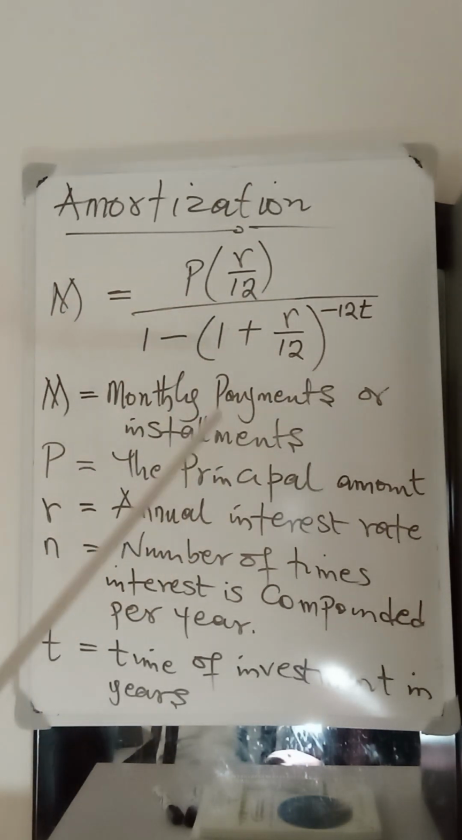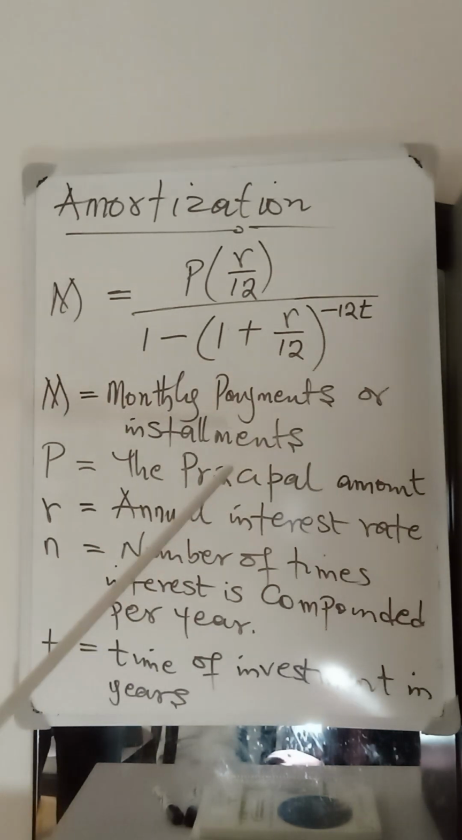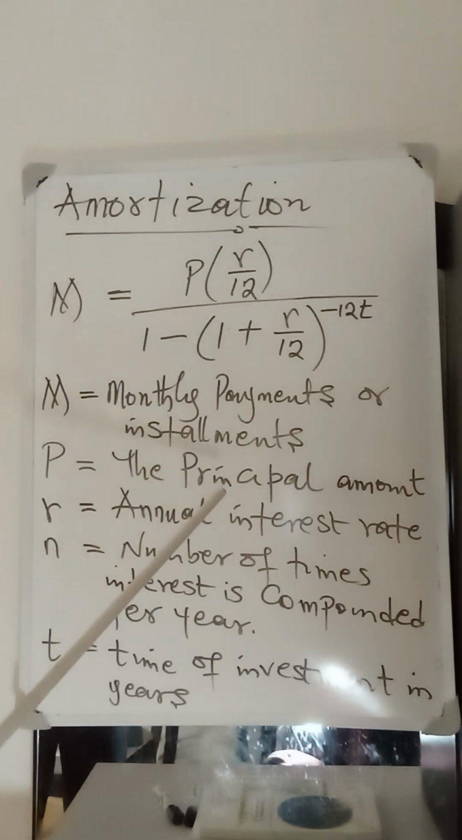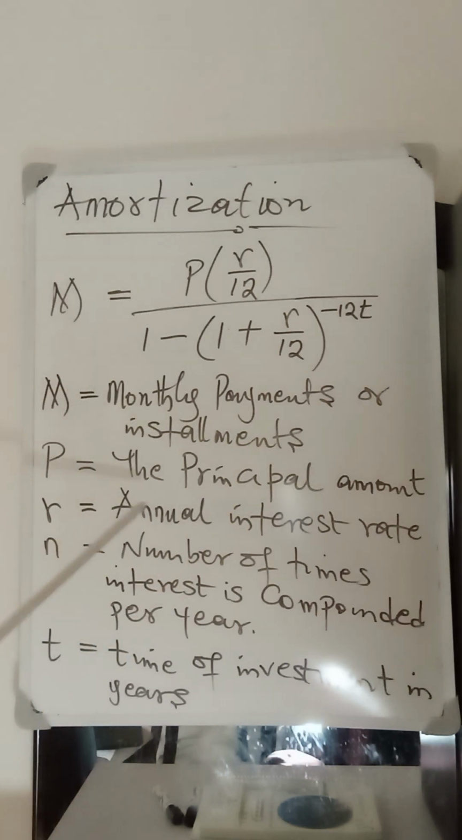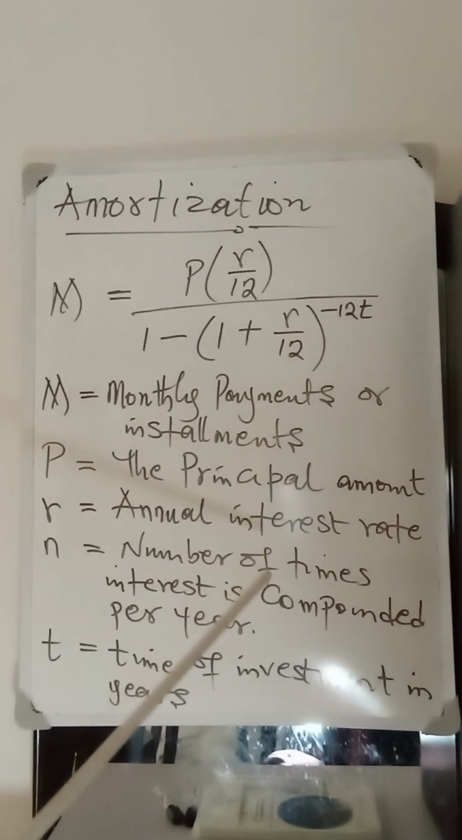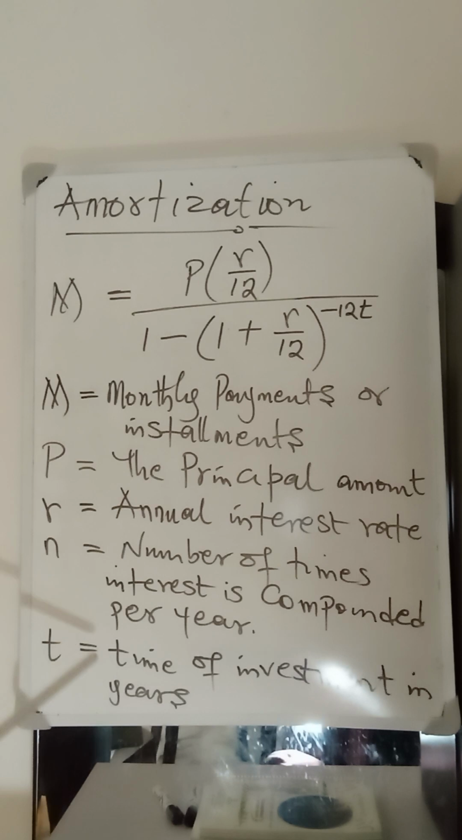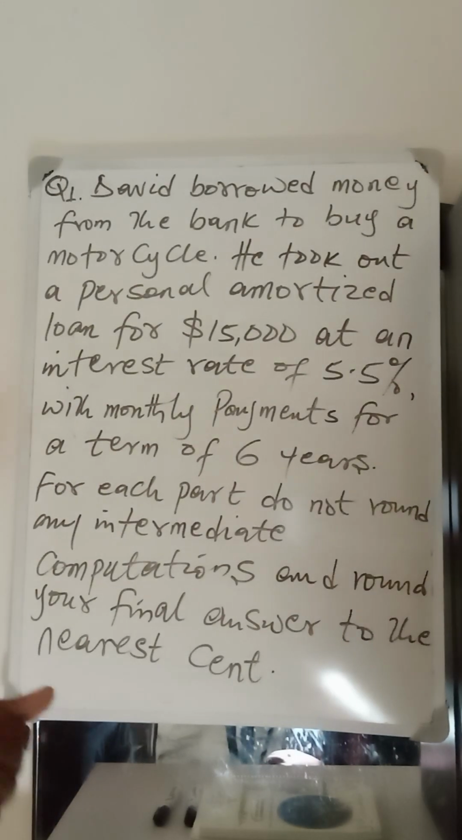We have to define these parameters involved in the formula. M is the monthly payment or monthly installments. P is the principal amount, that is the amount of money that was used to start the business. R is the annual interest rates. N is the number of times interest is compounded per year. Then T is the time of investment in years. We haven't got the formula correct.